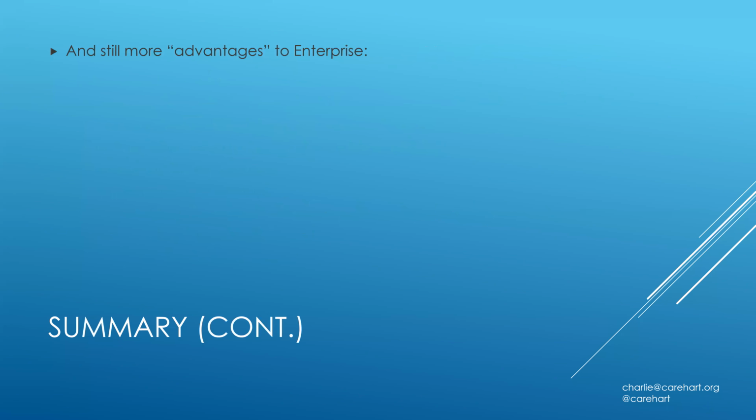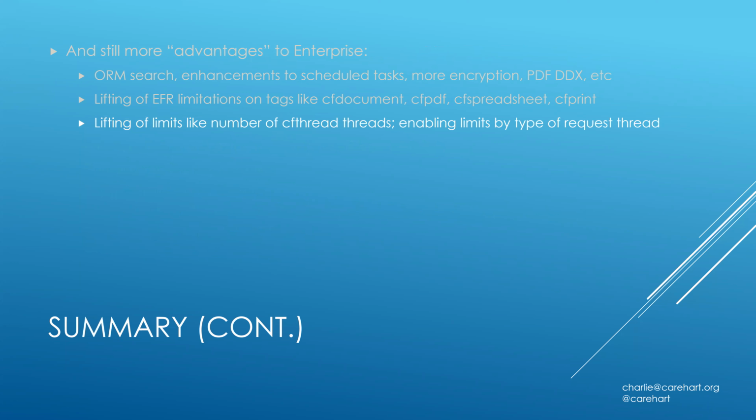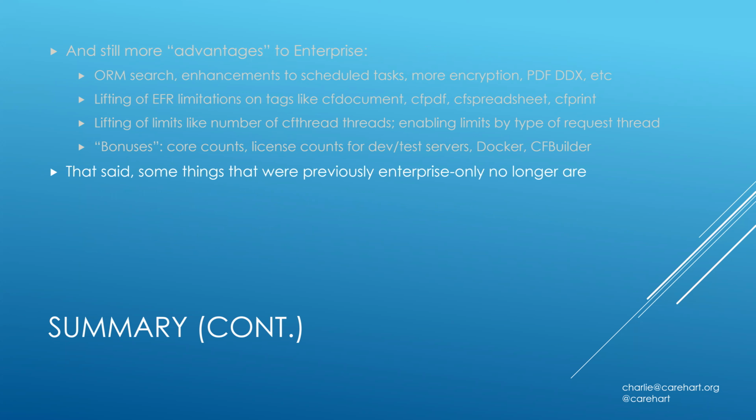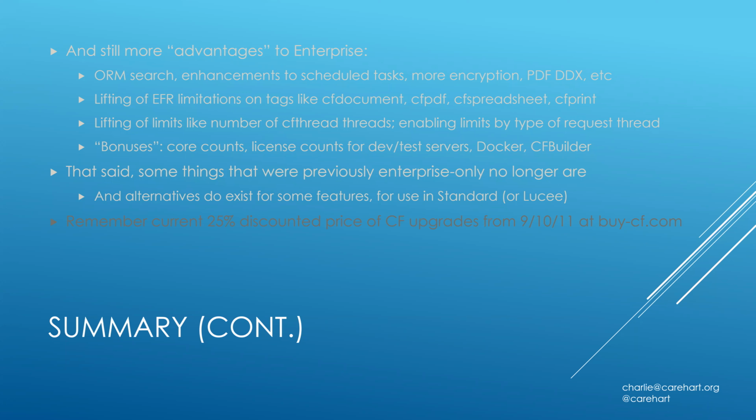And then there's still more advantages, we could say. The ORM search, the enhanced scheduled tasks, the encryption additions, the PDF DDX, the lifting of limitations in the AFR, it's just gone if you're on enterprise, the lifting of limits on threads and types of request threads. And then those bonuses about cores and license counts for dev and test and Docker and CFBuilder. It's really quite a lot. And then remember we said some things that were enterprise only now no longer are, and alternatives do exist. And I've shown some of those that you can use with either standard or Lucee. And don't forget that 25% discounted price for upgrades from CF 9, 10, or 11 at buycf.com.